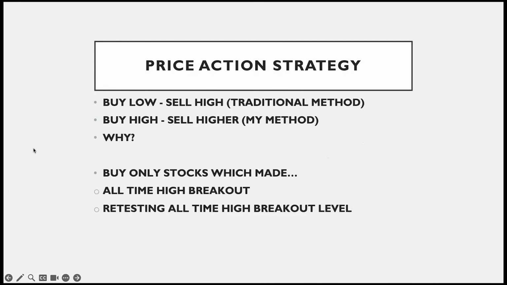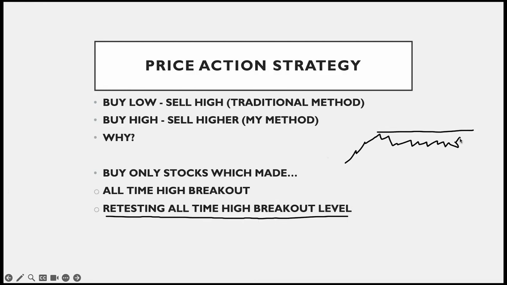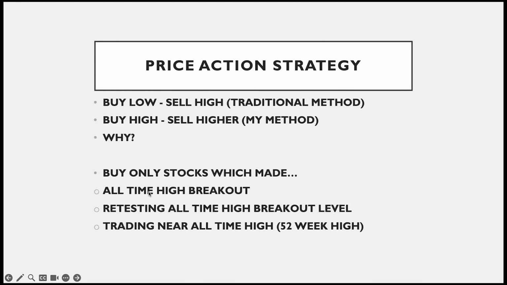Another thing is when it retests the all-time high breakout level. Sometimes it may happen that this is the all-time high, and finally after a couple of years it makes a breakout, but it makes very big candles where risk reward will not be favorable. At such a time, instead of buying here, I'll wait patiently for price to retest that all-time high level and then buy here and wait for price to go up. One is buying on the breakout, another is the retest of that breakout level. That is my price action strategy.